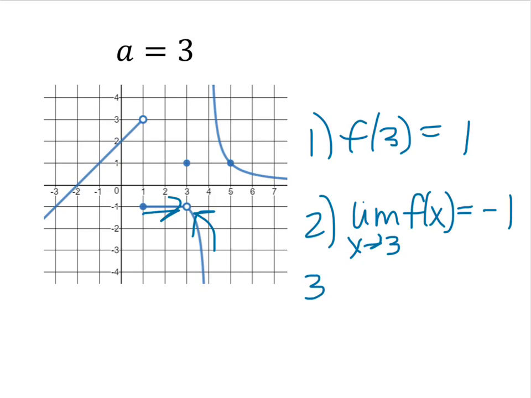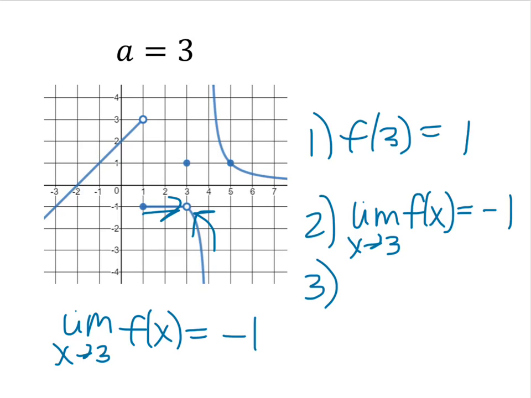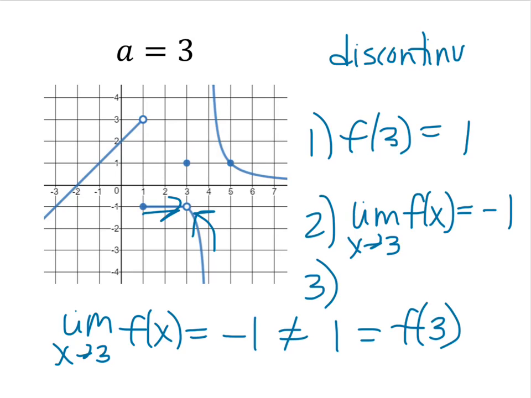And then condition number 3, we need to do the comparison step. We need to compare the limit as x approaches 3 of the function, which we just found to be -1. And that quantity is not equal to 1, which is the function value evaluated at 3. So we have not satisfied condition number 3. Since those two quantities are not the same, we have discontinuous again. And this type of discontinuity is called removable.